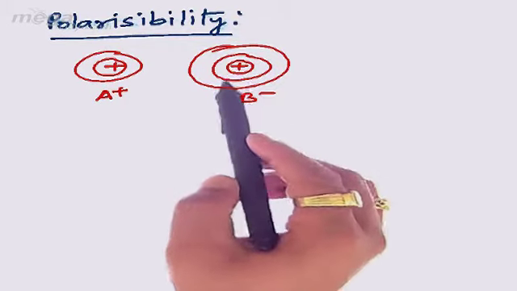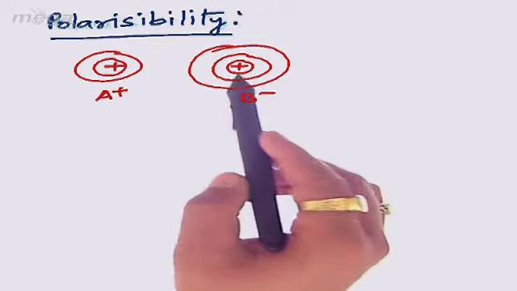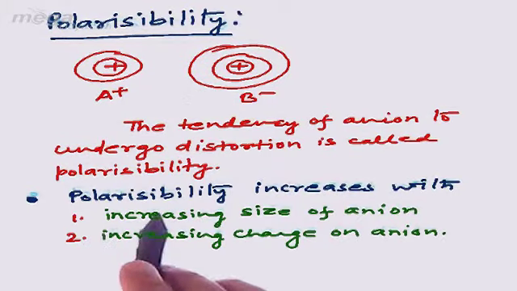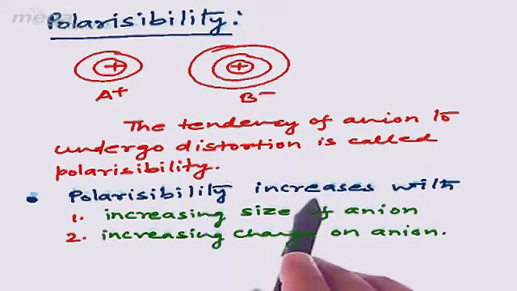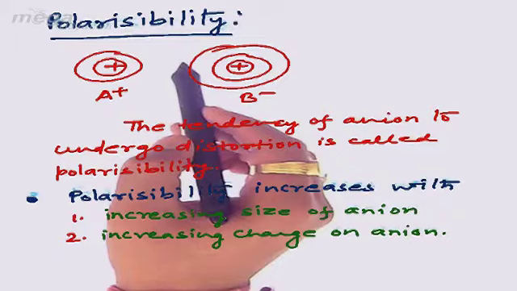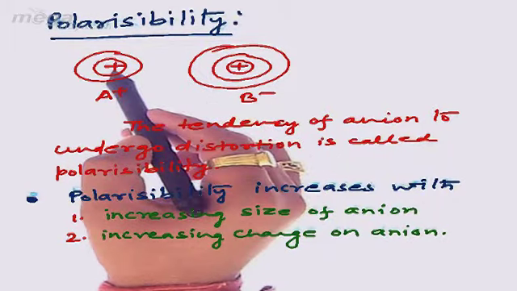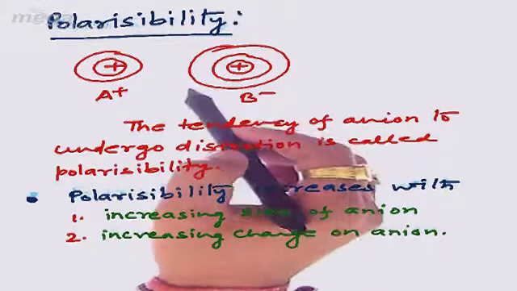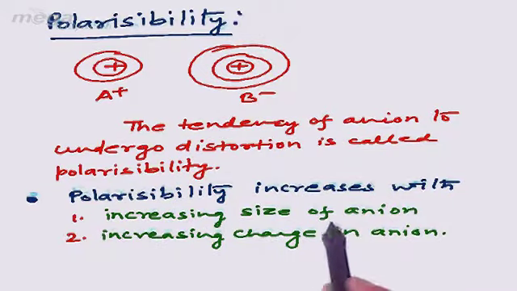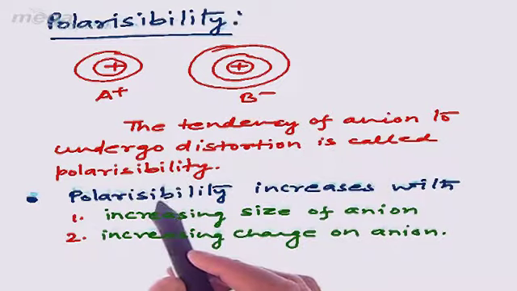Similarly, anion will have tendency to undergo polarization or distortion, and this is called polarizability. Like polarizing power, if we discuss how polarizability should increase, then with the increasing size of anion, the valence shell electron of the anion will move more closer to the nucleus of the cation, and hence it will undergo more distortion or more change in its shape. So if the size of anion increases, then its distortion will be increased, and hence polarizability will also be increased.